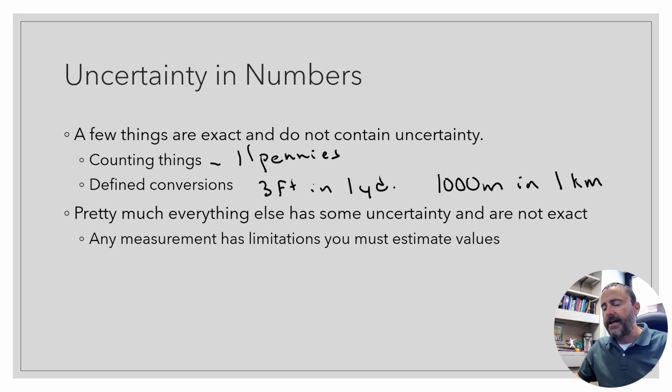Now, pretty much everything else that we come across, there's going to be some sort of an uncertainty to it, and so we're going to have to take that into consideration. There's some sort of a limitation in how we estimate things. And this comes down to when we are measuring things along the way.